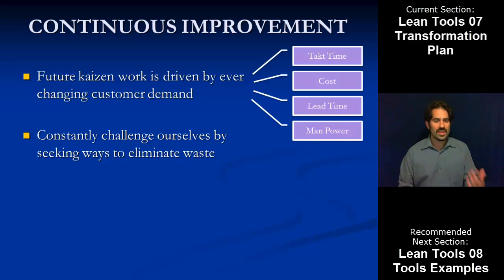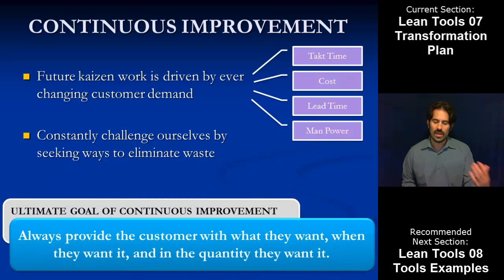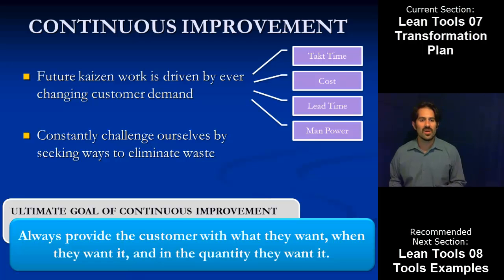And because that is what is driving our Kaizen work, we also want to make sure that we're challenging ourselves constantly in real time as we do this work to find new ways to eliminate waste, because at the core, that's what we've been doing with this entire transformation. And not coincidentally, that translates into one of the ultimate goals of continuous improvement, which is we are always seeking to provide the customer with what they want, when they want it, and in the quantity they want it. And finding and eliminating the waste that prevents us from doing that is the continuous way that we work towards that goal.